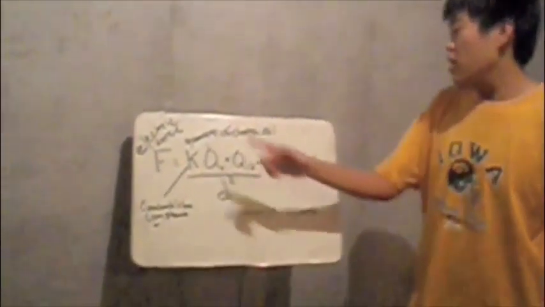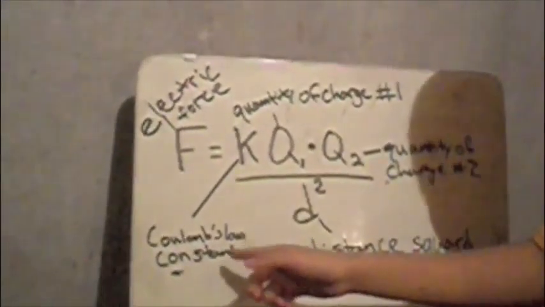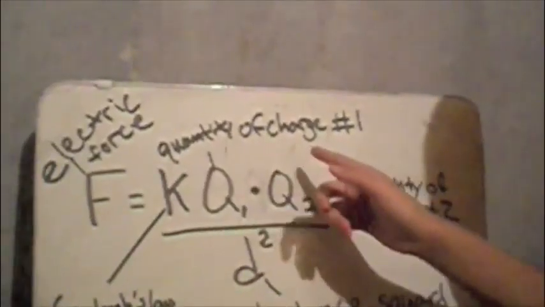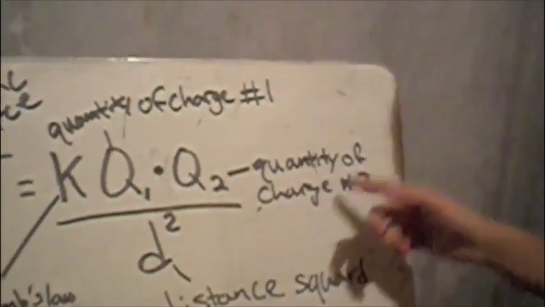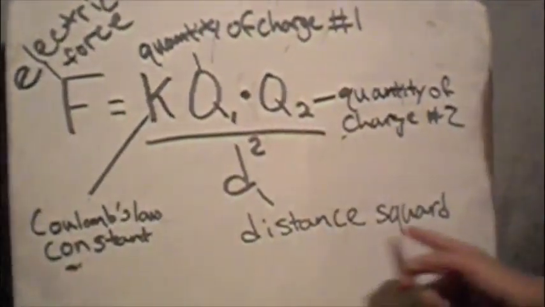There's one law in static electricity that you must know about. It is Coulomb's law. This is the force of attraction or repulsion acting along a straight line between two electrical charges. It is directly proportional to the product of the charges and inversely proportional to the square of the distance between them. Here is Coulomb's law: F is electric force, K is Coulomb's law constant, Q1 is quantity of charge number 1, Q2 is quantity of charge number 2, and D is the distance squared.